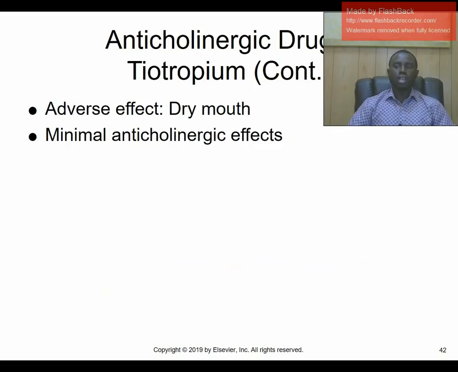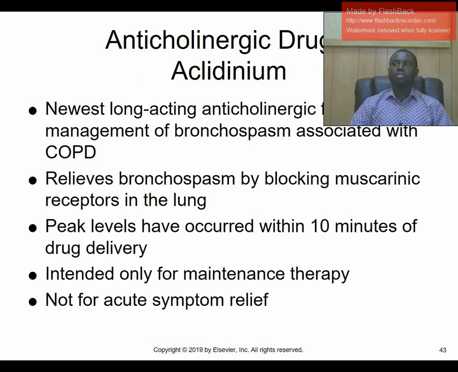The good thing about tiotropium as compared to ipratropium is that it has minimal anticholinergic effects. However, it still can cause dry mouth. And so the way to resolve dry mouth is to ask the patient to chew some hard candy, to hydrate frequently by drinking lots of water, if that is not contraindicated.